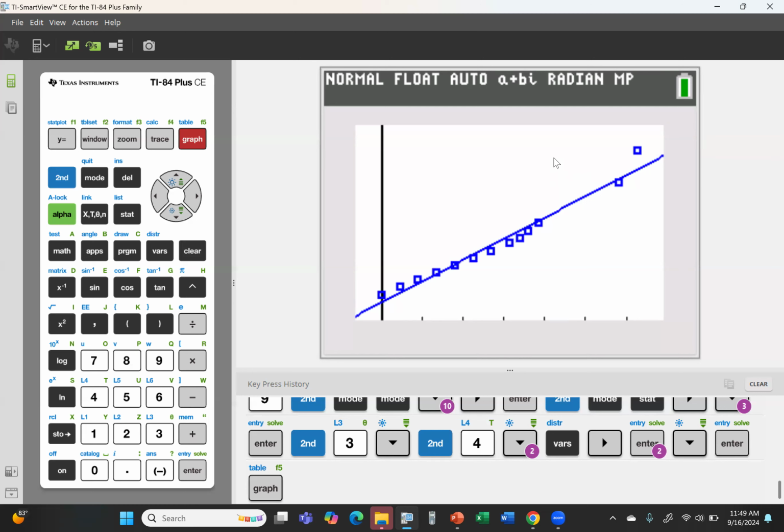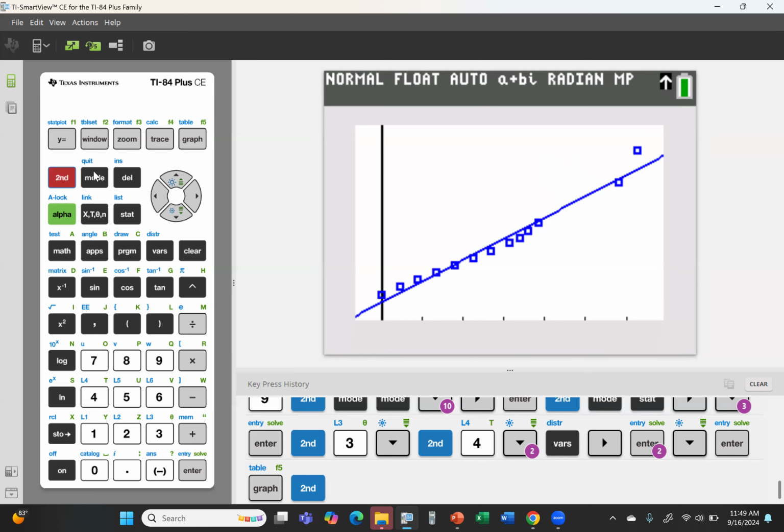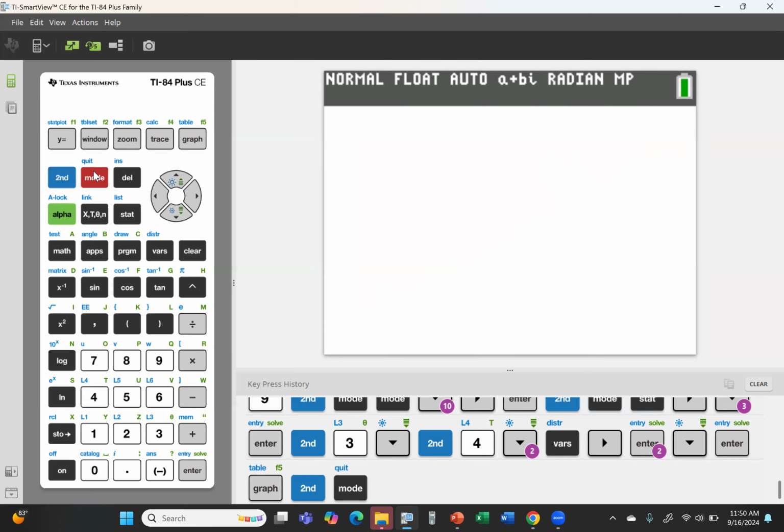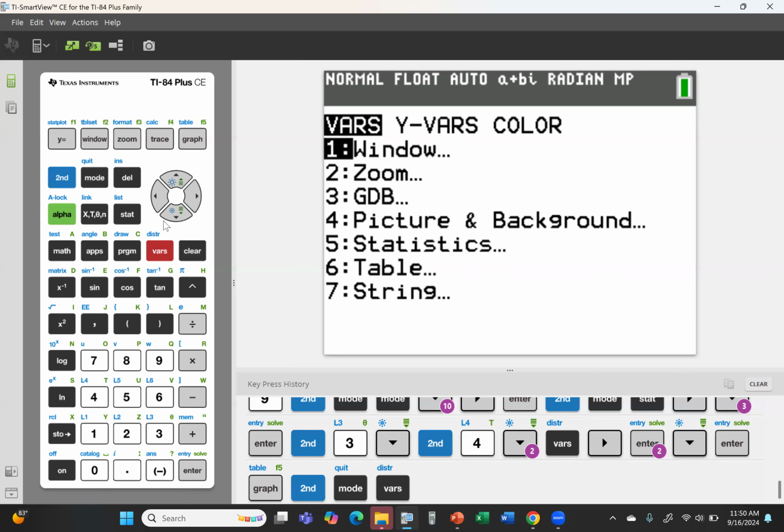So now we have a scatter plot, we have a linear model. Let's go back to that r and r squared. Now, I've cleared it out, so if I get out of my graph, it's no longer in my home screen, but I can recall it. If I go to my variables menu and go down to number 5, statistics, that's what I just calculated.